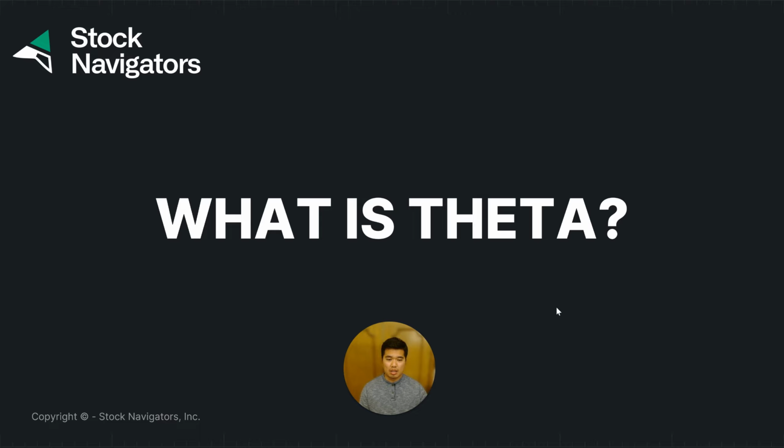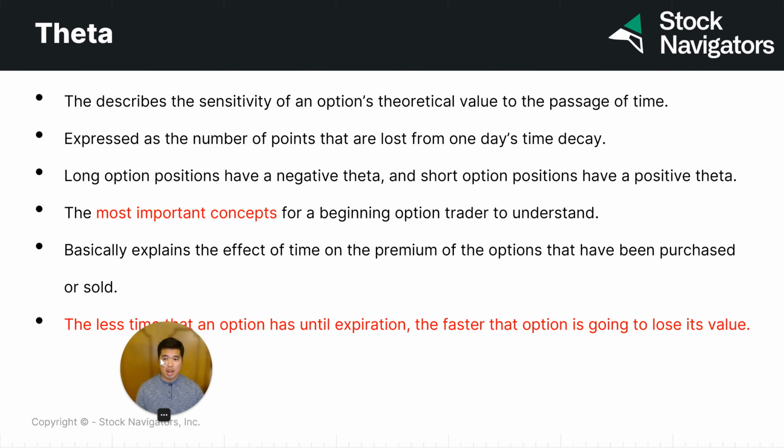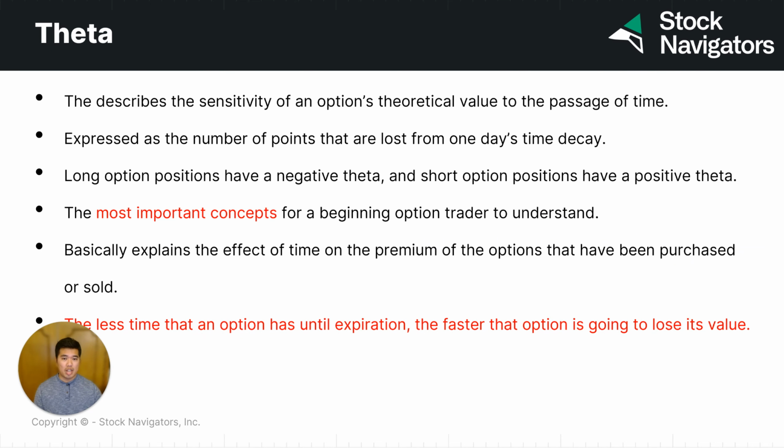So what is theta? Theta describes the sensitivity of an option's theoretical value to the passage of time. It is expressed as a number of points that are lost in 1 day from time decay. The long option position will have a negative theta, and a short option will have a positive theta. And we will talk about the relationship between the buyer and seller in the next video.